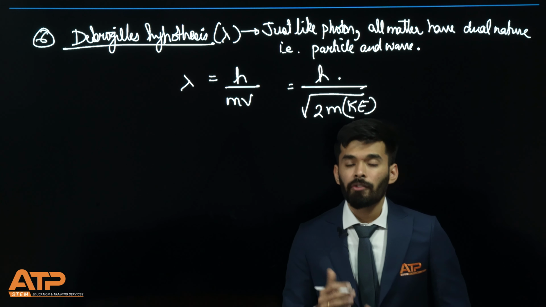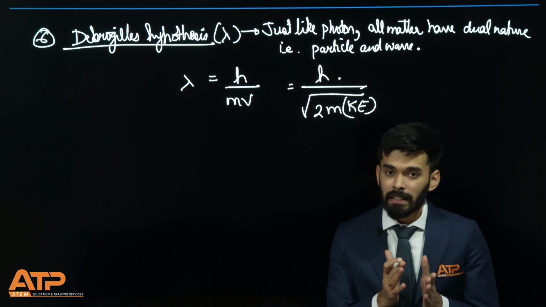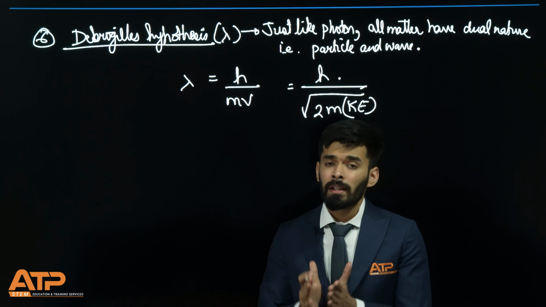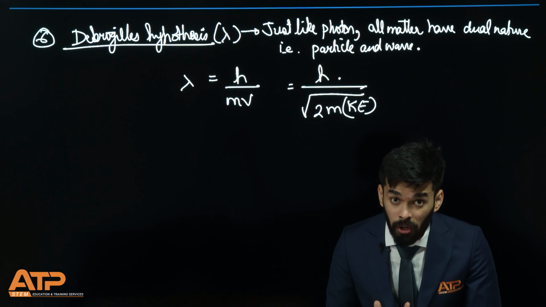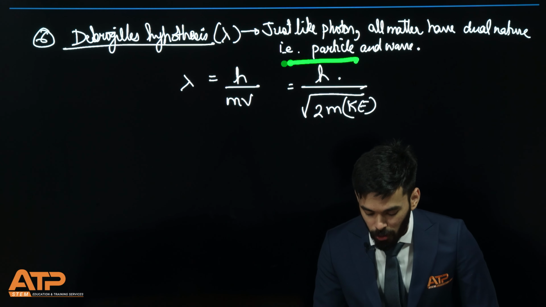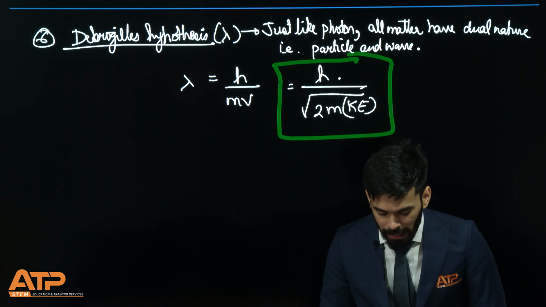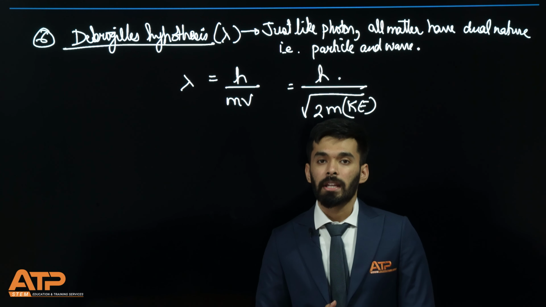And if we apply the formula of kinetic energy equals half mv square, and then we substitute the value of mv here, we will get another formula of wavelength that is equal to h upon root of 2 m KE.